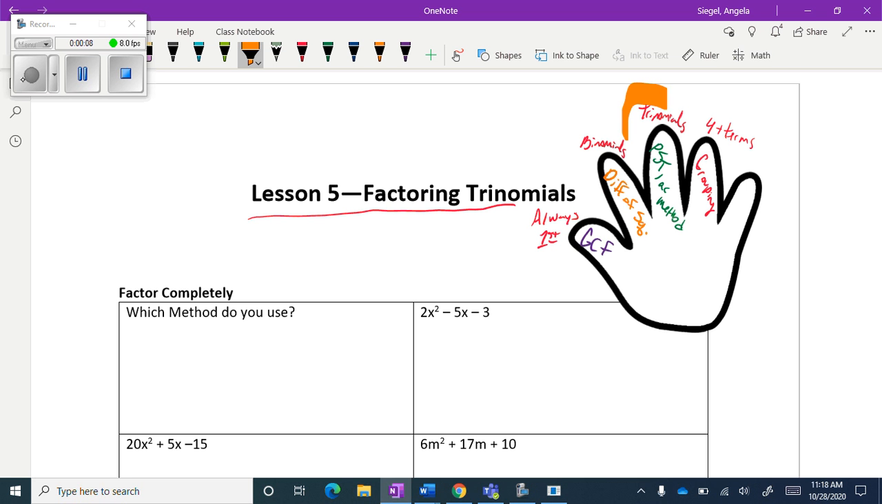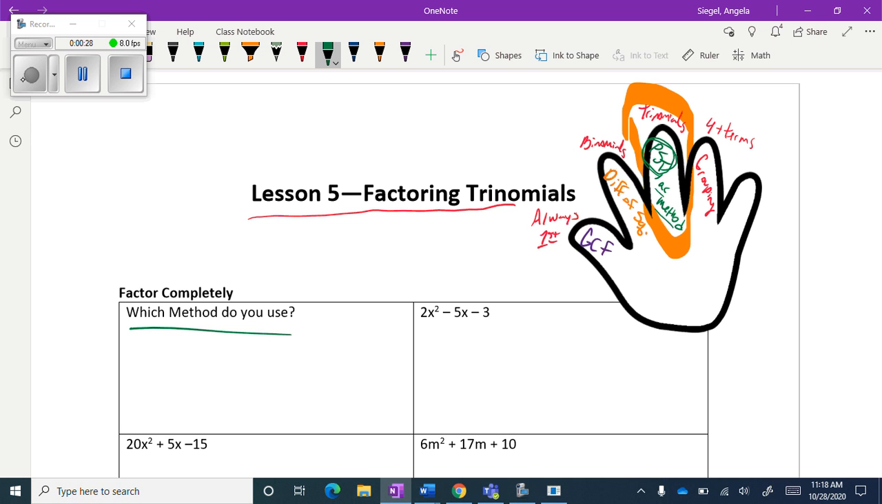So it's this finger right here, the middle finger. And so I want you to talk about perfect square trinomials in the previous video. So these are just those old school factoring trinomials that you've had probably since Algebra 1.